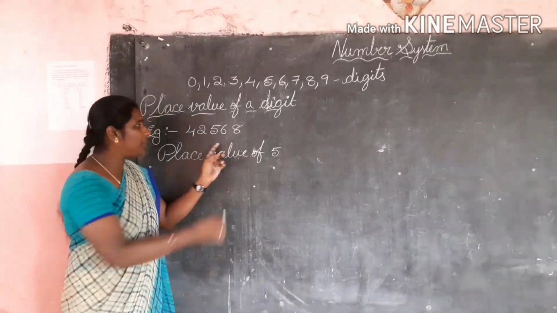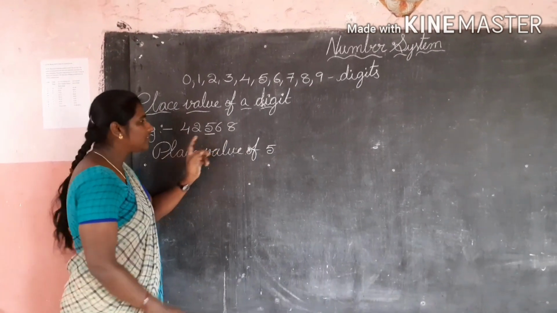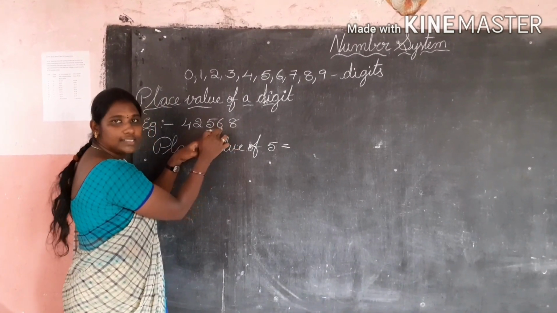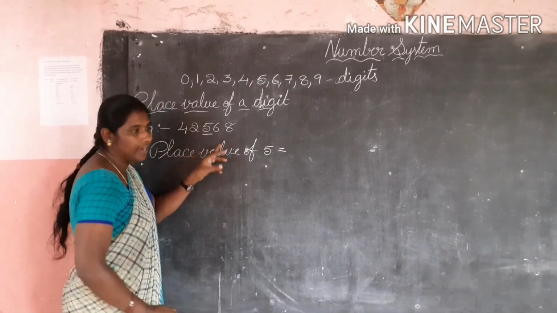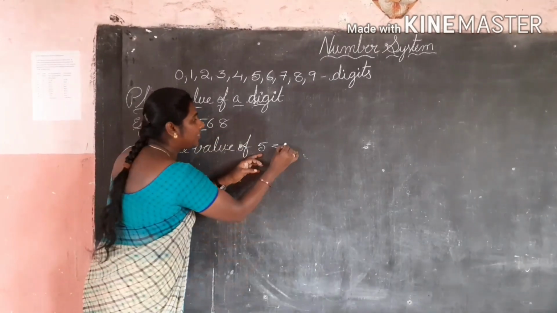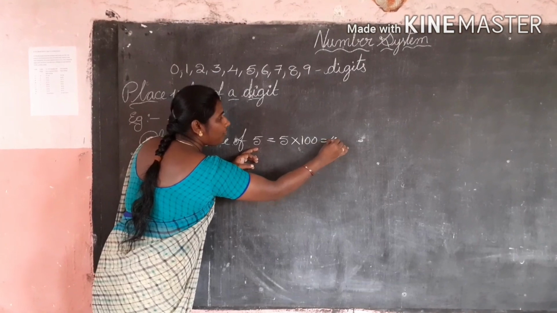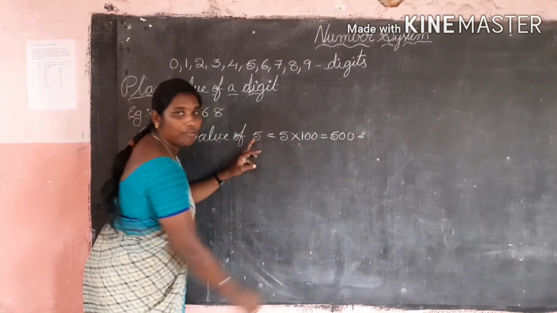Suppose we have to find the place value of 5. What is the place value of 5? The 5 is in the hundreds place. We multiply the number with 100. 5 into 100 is 500. This is the place value of 5.